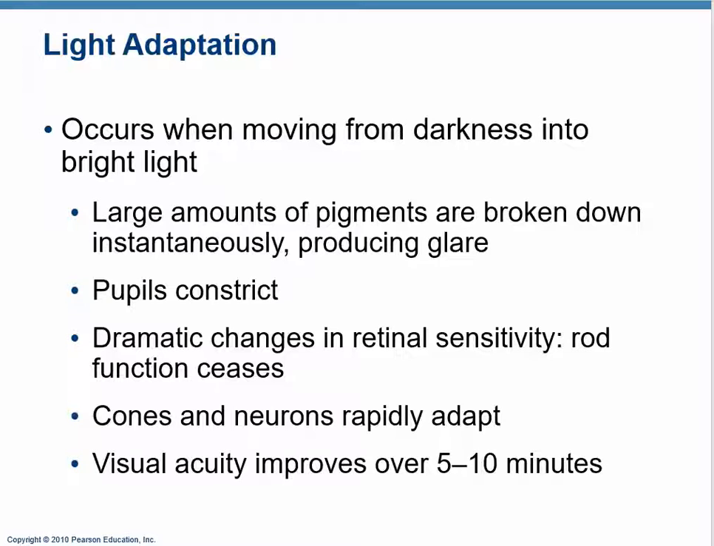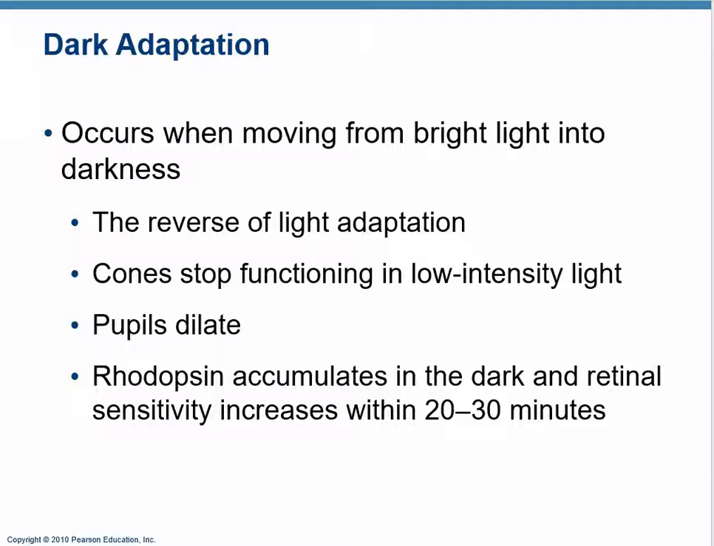And that's light adaptation. Dark adaptation was when you go from bright light to darkness, and it's the reverse. The cones stop functioning, the pupils dilate, and the rods get better. But that takes half an hour or so. That's why you can be very well dark adapted, and if somebody turns on a bright white light, even for a minute, then you will lose your dark adaptation and you have to start over again.